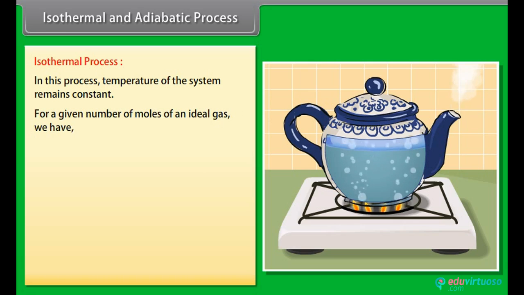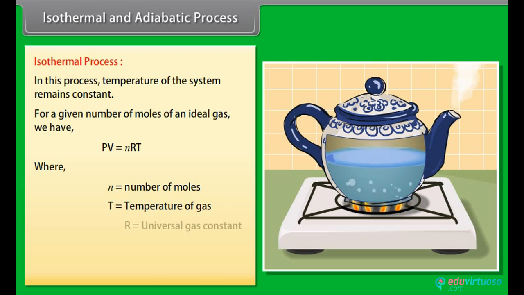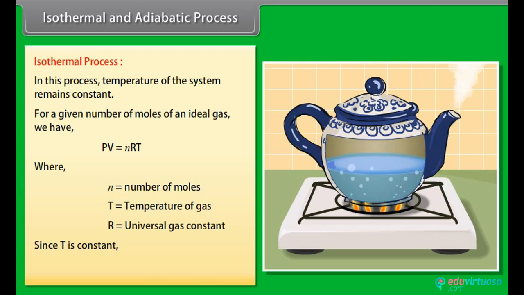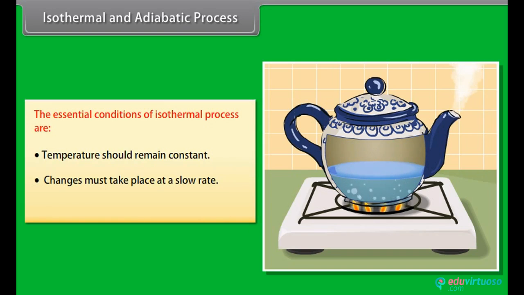For a given number of moles of an ideal gas, we have PV is equal to nRT, where n is equal to number of moles, T is equal to temperature of gas, R is equal to universal gas constant. Since T is constant, therefore PV is also constant. The essential conditions of isothermal process are: temperature should remain constant. Changes must take place at a slow rate. Specific heat of the gas is infinite.